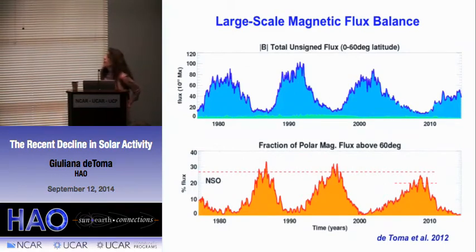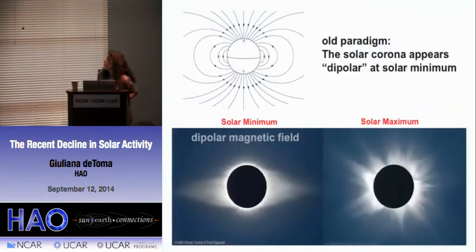So activity in cycle 22 was very low at solar minimum, but the polar fields were also very low at solar minimum. So when you look at the balance between the high latitude and low latitude field, actually the high latitude field was weaker than during the previous cycle. And these have important implications for how the corona and the global magnetic field of the sun look in response to this magnetic configuration.